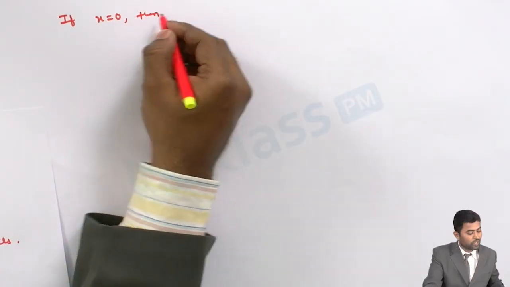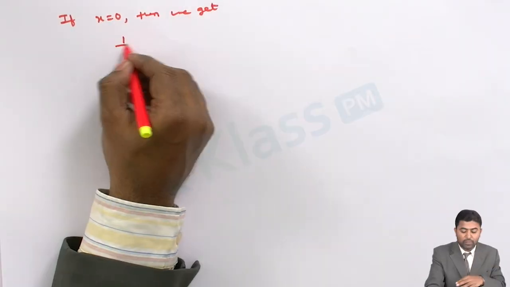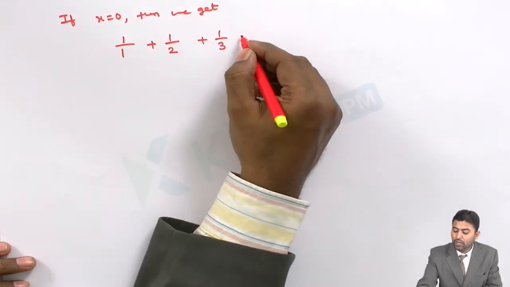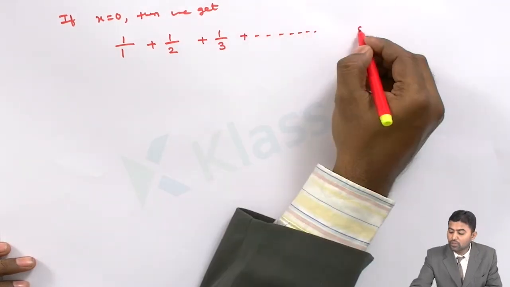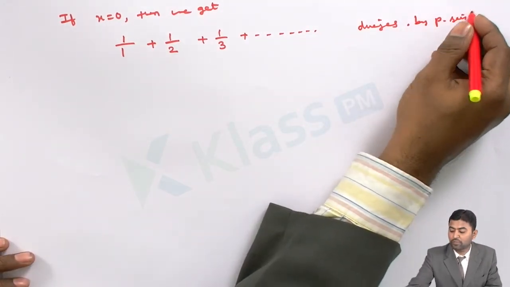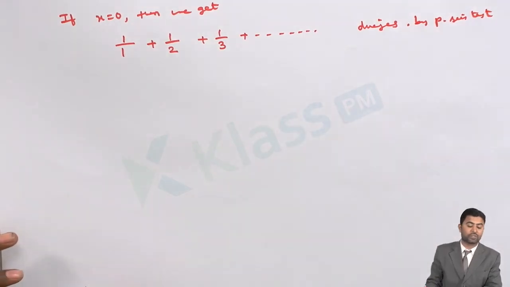If x is equal to 0, then we get 1 by 1 plus 1 by 2 plus 1 by 3 and so on. So it diverges by p-series test.